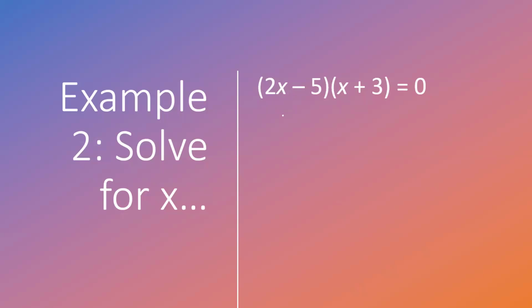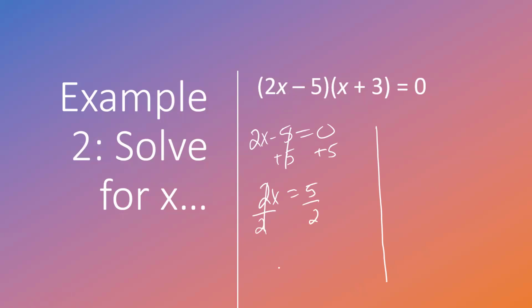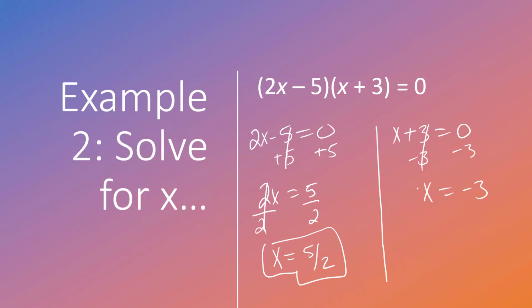Okay, so I'm going to set my first factor equal to 0. I'm going to create 2 little divides here. So I have 2x minus 5 equals 0. You should have added 5, and we're left with 2x equals 5. Then we divide by 2, and we get x equals 5 over 2. Then I have x plus 3 equals 0. Subtract 3, and we simply get x equals -3.